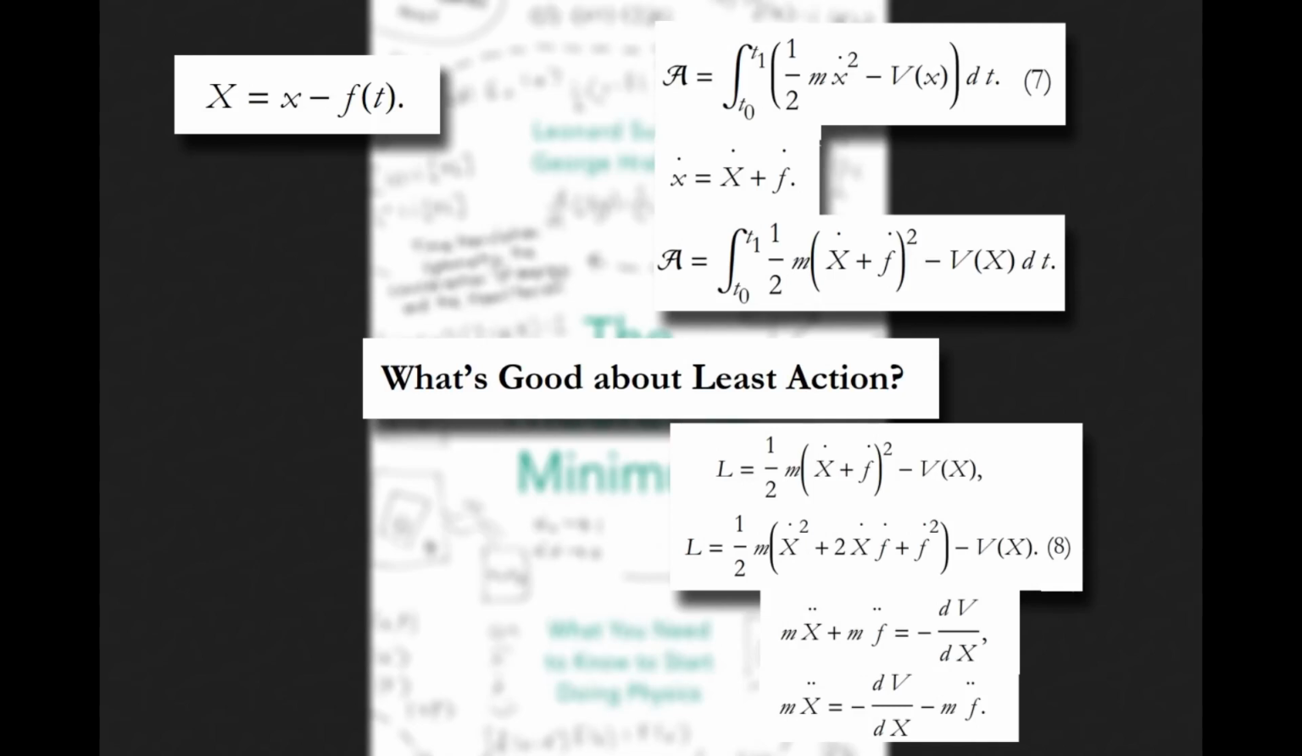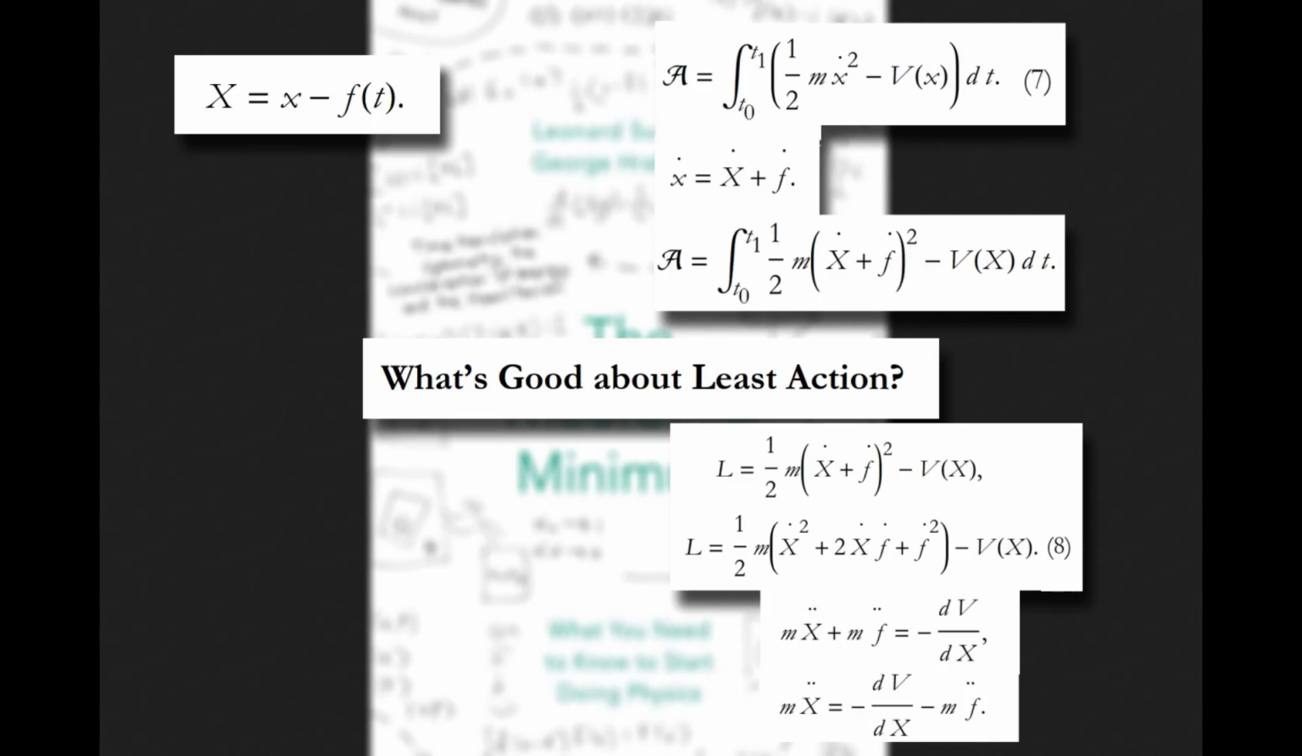According to Lenny, the action of a trajectory is A equals the integration from t0 to t1 of [half m x dot square minus potential function V(x)] with respect to dt. This is equation 7. But we can also write the action in terms of George's coordinates. All we have to do is to express small x dot in terms of capital X dot. Small x dot equals capital X dot plus f dot.